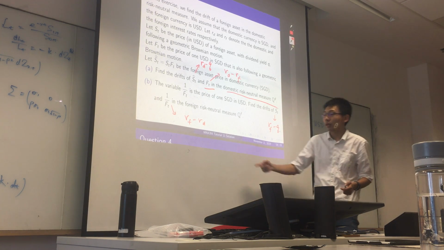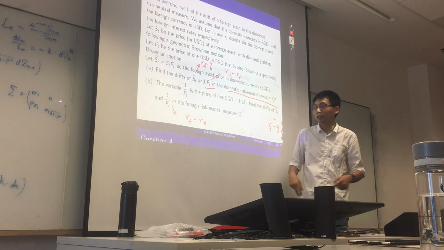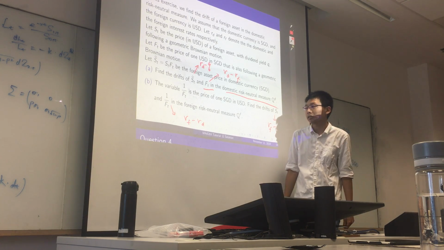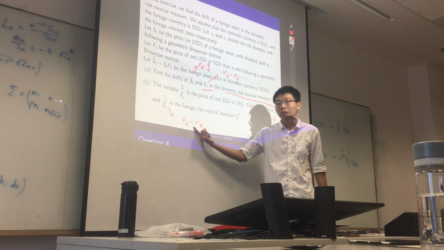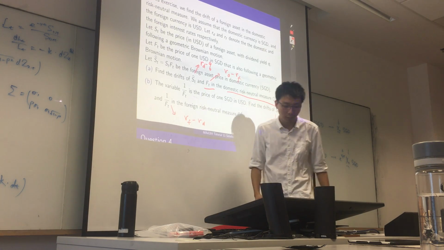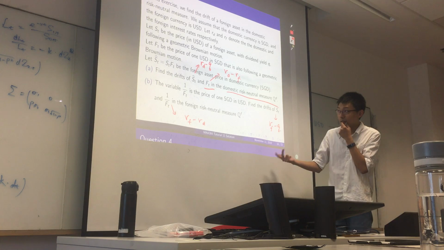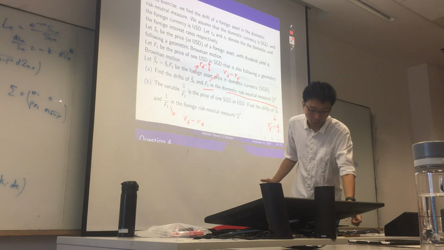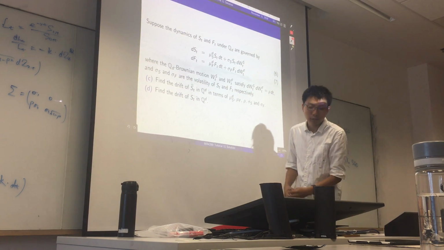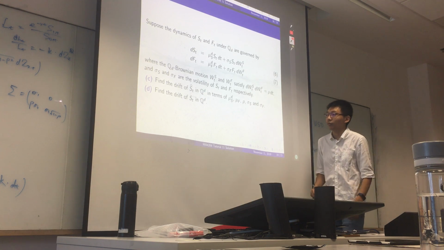Okay, and the foreign currency, you can just think of foreign currency as a different stock, as another stock, but the stock automatically generates a dividend yield at this rate. Okay, so that's the first two parts. I hope you can understand that. And once you understand that, basically the following becomes very straightforward.